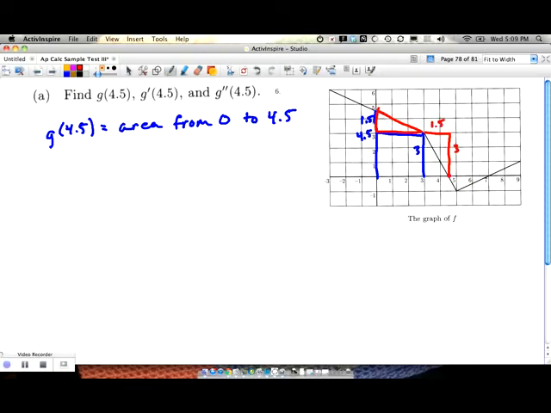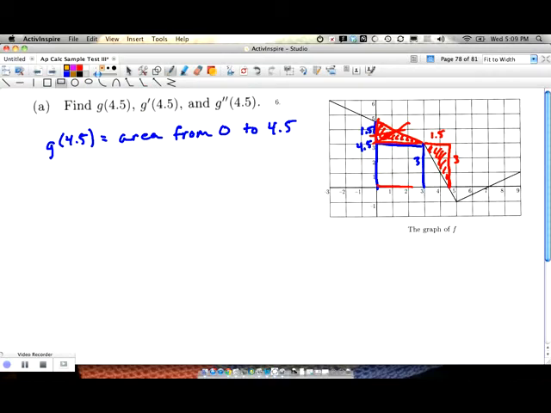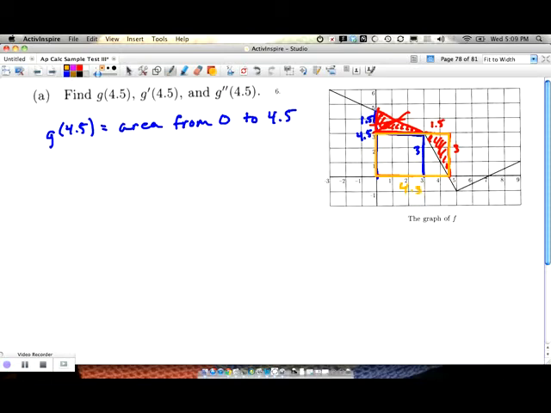So I'm not going to do this first one because now I've made a rectangle, and rectangles rock. So I want to find the area of this rectangle. Well, the bottom of that rectangle is going to be 4.5, and the left side of that rectangle is 3. So g of 4.5 equals 3 times 4.5. And that's it. I don't need to simplify because I'm done. 4.5 times 3 I could figure out, but I don't need to.